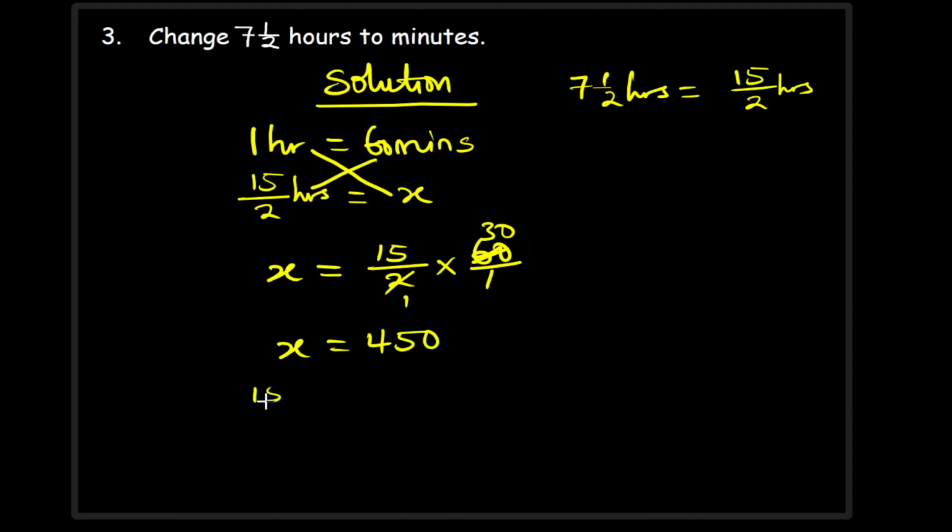So that means that 7.5 hours equal to 450 minutes.